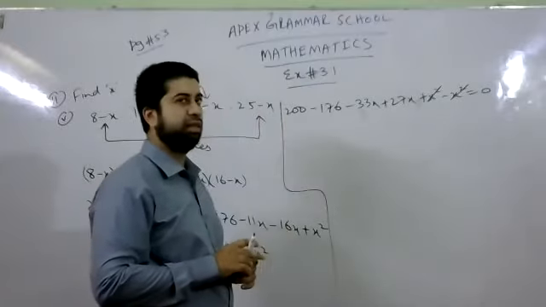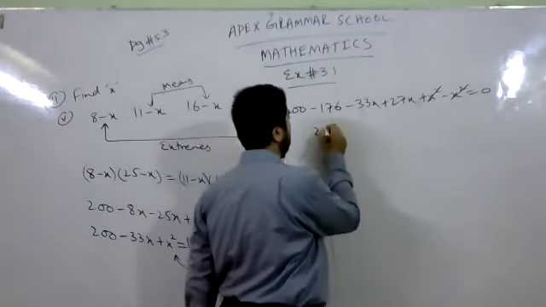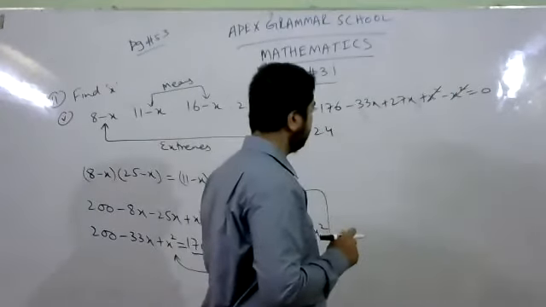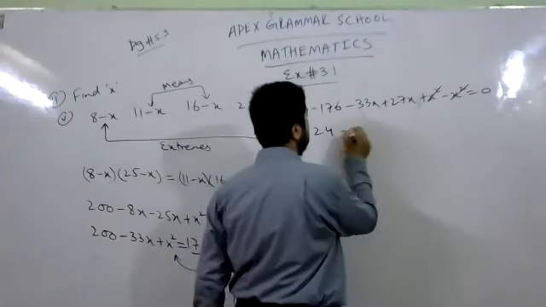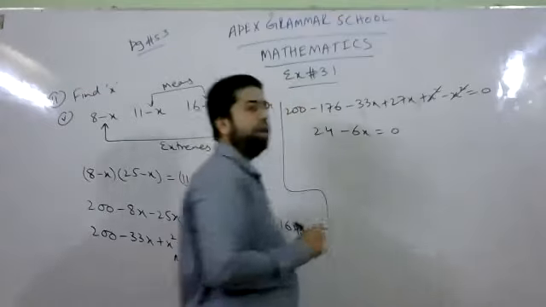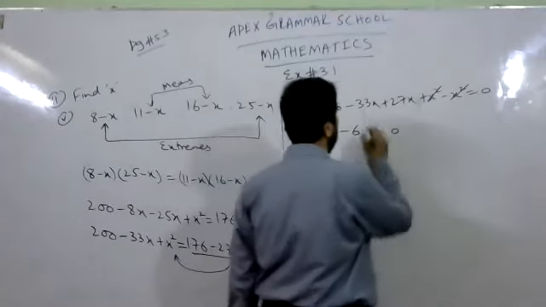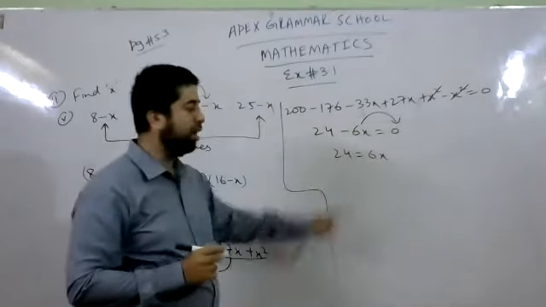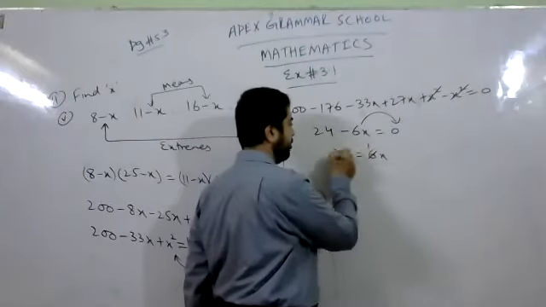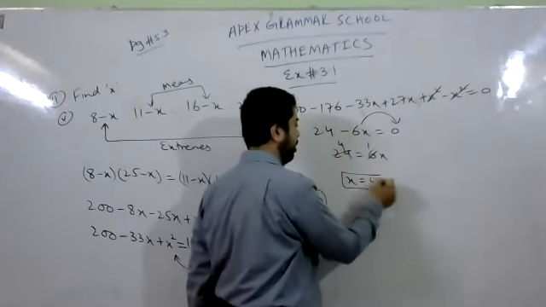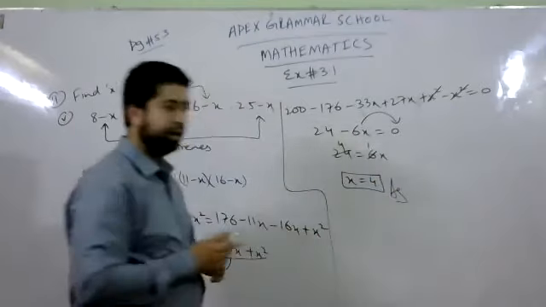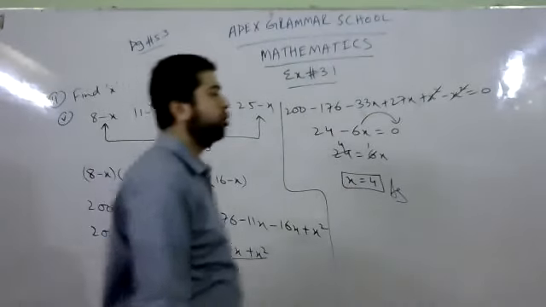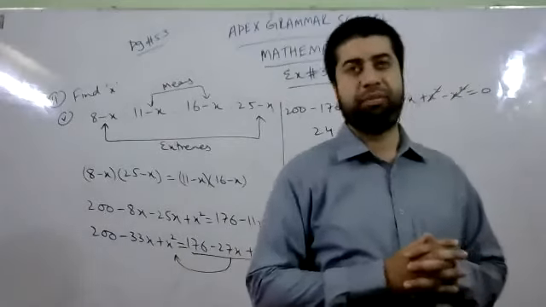200 minus 176 makes 24. Minus 33x plus 27x makes minus 6x is equal to 0. Now we need to find the value of x. So minus 6x will be positive there. So 6 will divide, or you can directly cancel it. 6 1 is 6, 6 4 is 24. You can do it. And that's it. This is your exercise 3.1 that is totally relevant to ratio and proportions.